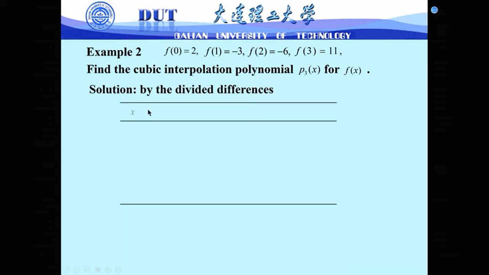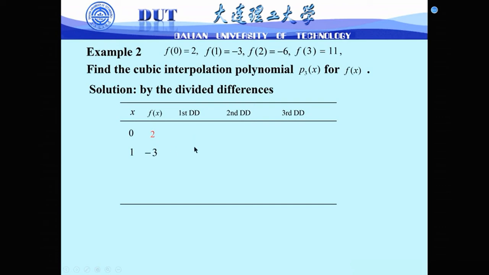So we use the table. Remember the table: the first column, the second column function value, first DD, second DD, and third DD, because of cubic. Start: x equal to 0, function value equal to 2. The second point, x equal to 1, and function value equal to minus 3.